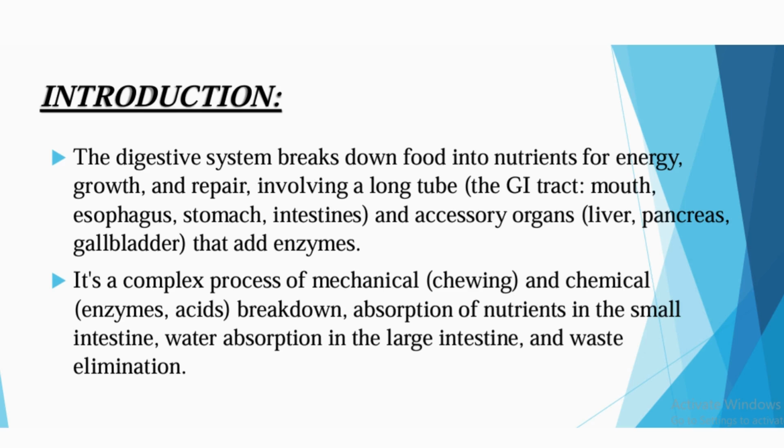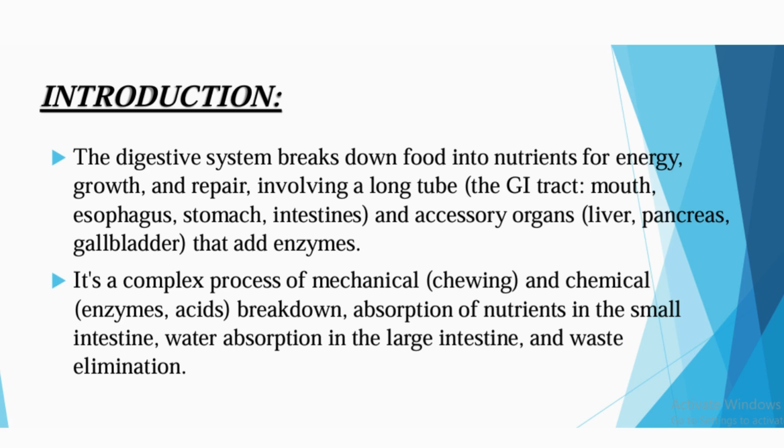So today our topic is about the digestive system. The digestive system breaks down food into nutrients for energy, growth and repair, involving a long tube which is the GI tract: mouth, esophagus, stomach and intestine, and some of the accessory organs like the liver, pancreas and gallbladder that add the enzymes. It is a complex process of mechanical chewing and chemical enzymes.